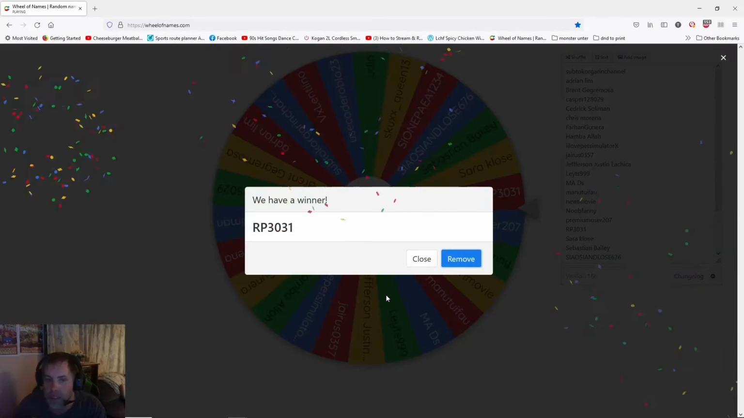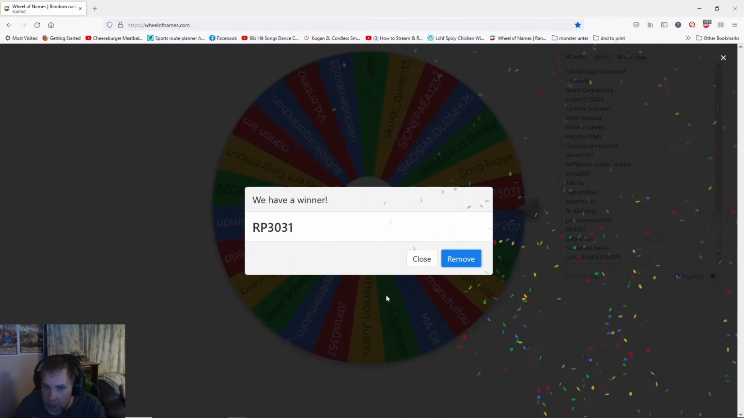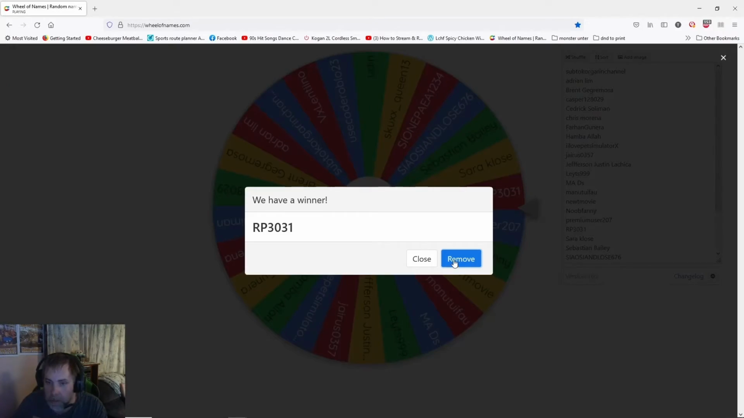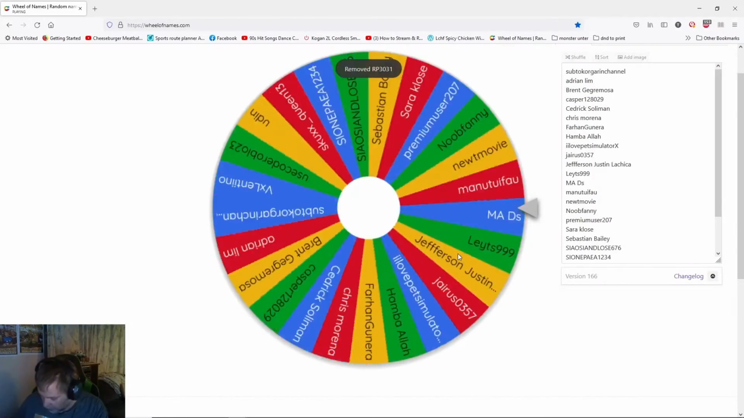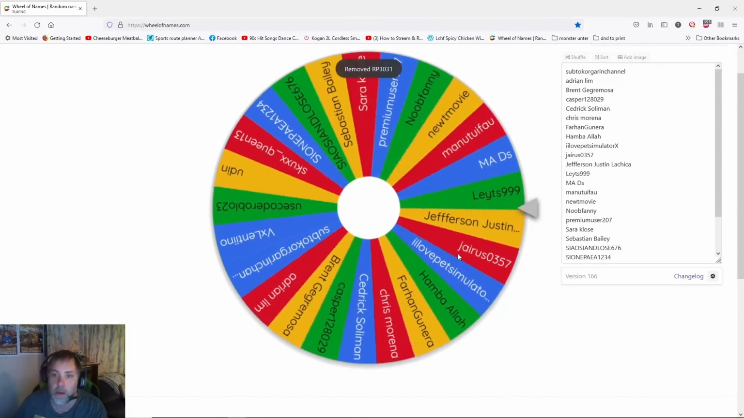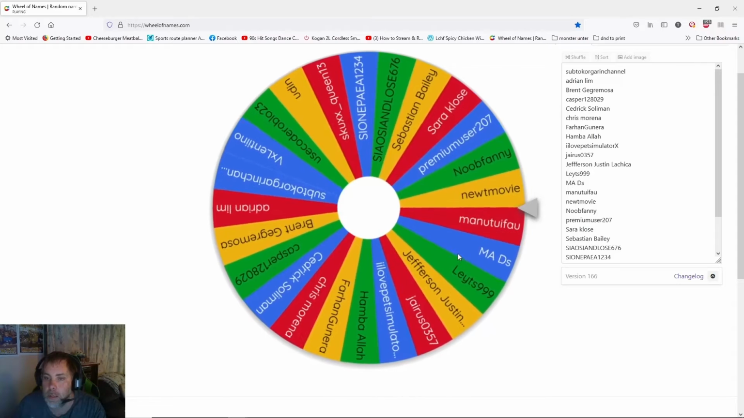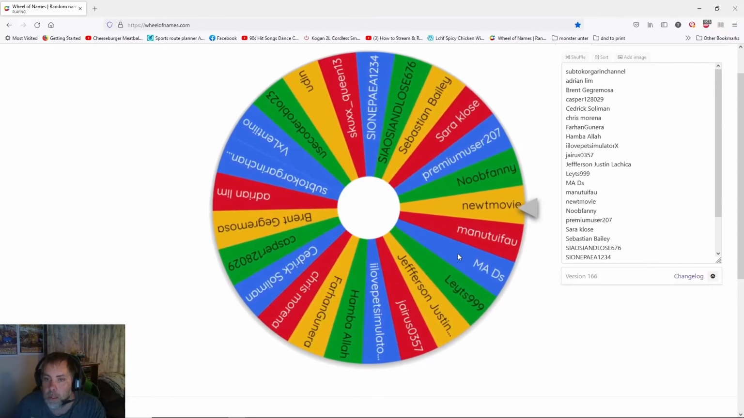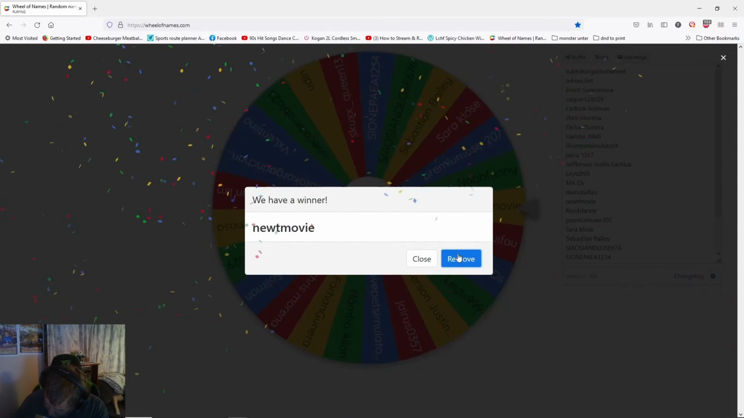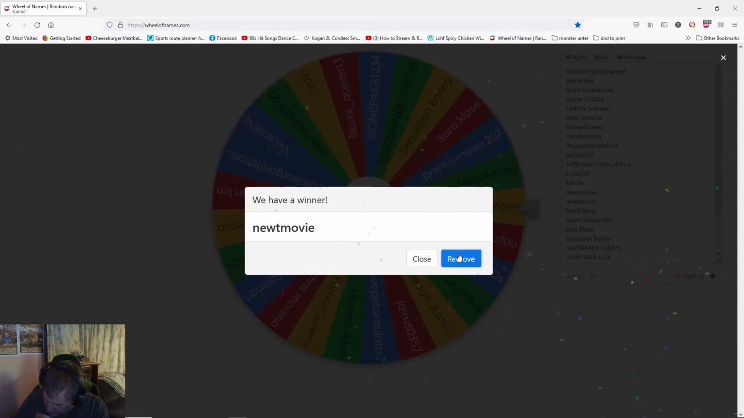And our winner of stallion number 2 is RP3031. Well done. And for stallion number 3 and the final draw of the night, Newt Movie, well done. So congratulations to all the winners once again.